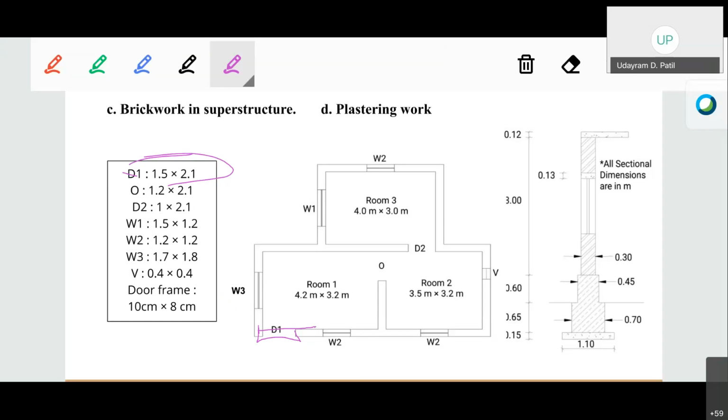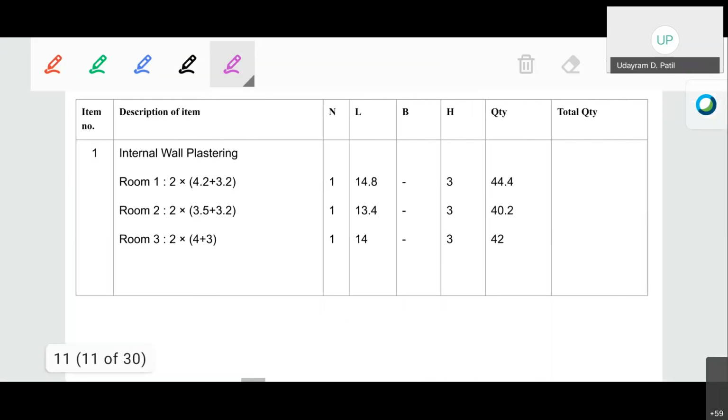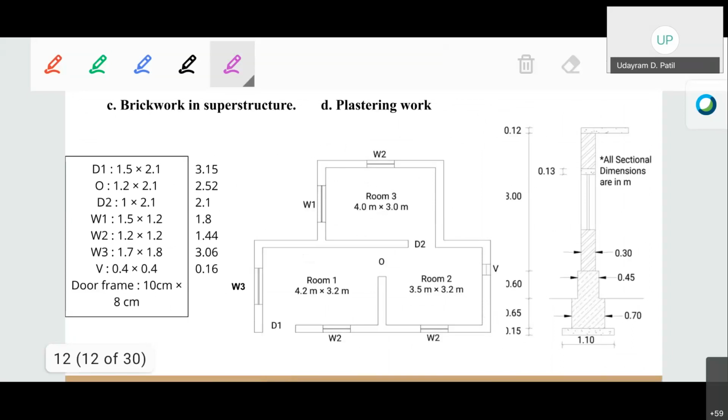Now, as the area for the D1 is greater than 3 meters square, the area is 3.15 meter square. 1.5 multiplied by 2.1 gives us the answer of 3.15 meter square.